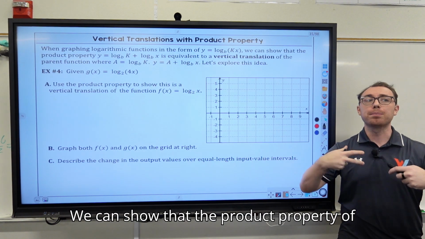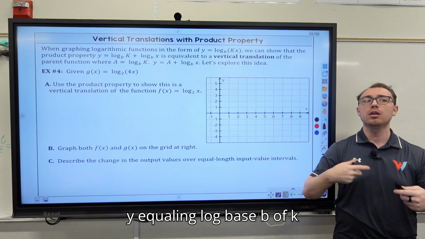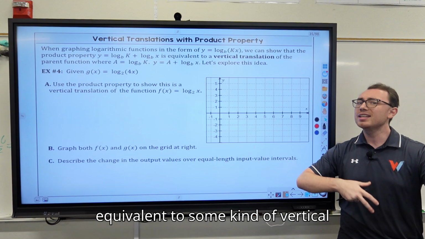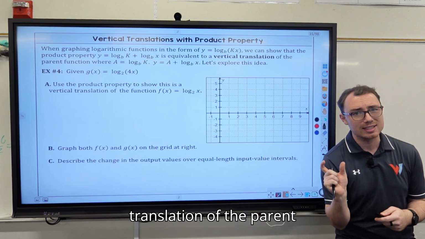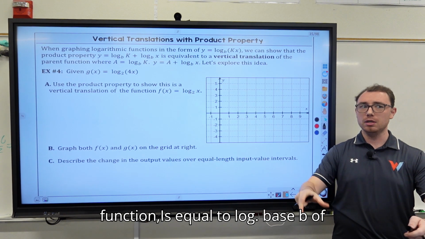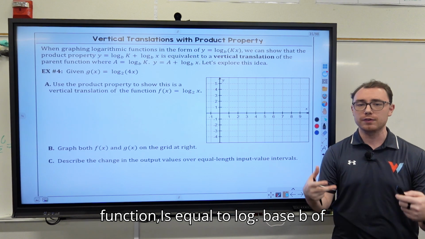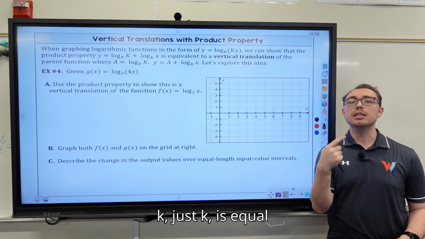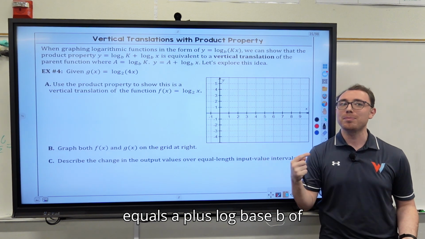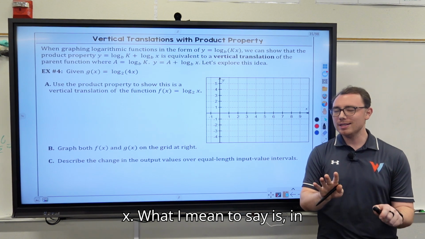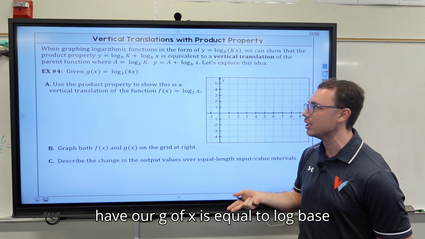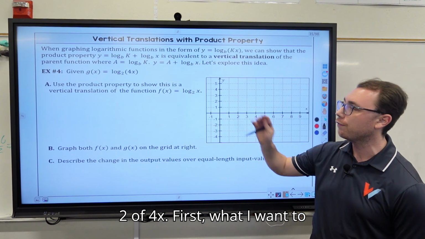We can show that the product property of y equaling log base b of k plus log base b of x is equivalent to some kind of vertical translation of the parent function, where a, the original parent function, is equal to log base b of k, just k, is equal to y equals a plus log base b of x. What I mean to say is, in example 4 here, we're given that we have our g of x is equal to log base 2 of 4x.